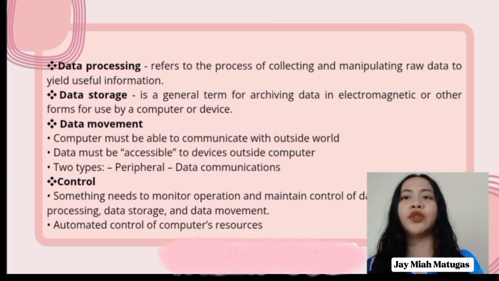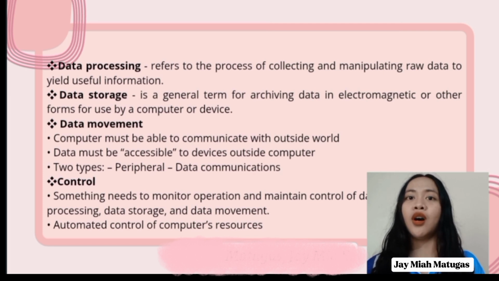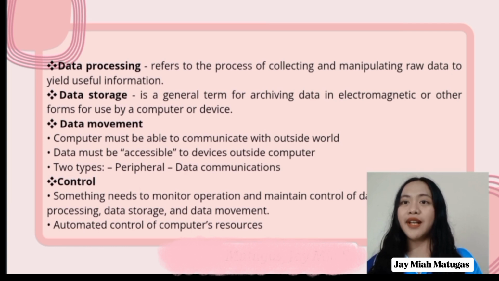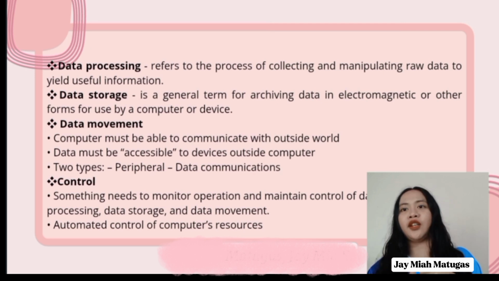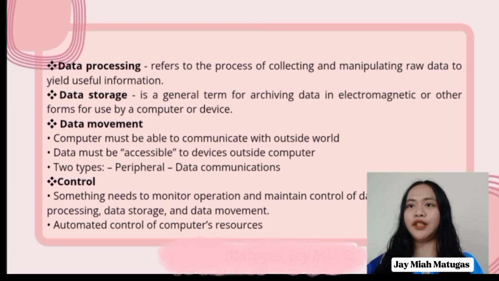Automated control of computer resources. Control in computer architecture is the part of the system that directs operations and manages how components work together. So we are now done defining computer organization and computer architecture. Now let us move on to the next topic.